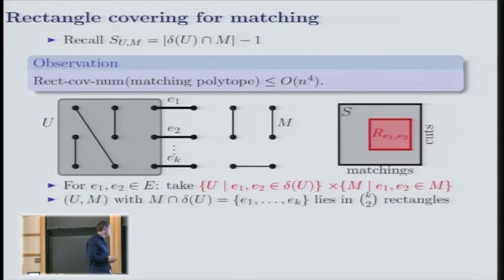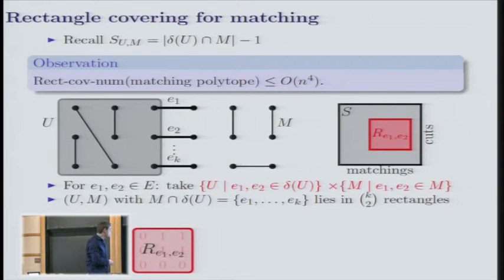Good. If you have a little bit of a closer look, then if you have an entry of a cut and a matching where you share precisely k edges, then this entry is in precisely k choose 2 many rectangles. And this is a positive number if k is at least 2. Okay. Now let's be a little bit naive. This is an upper bound on a lower bound, so it doesn't give us anything. But if we're naive and we try to use this rectangle covering to get a factorization, then why does that not work?